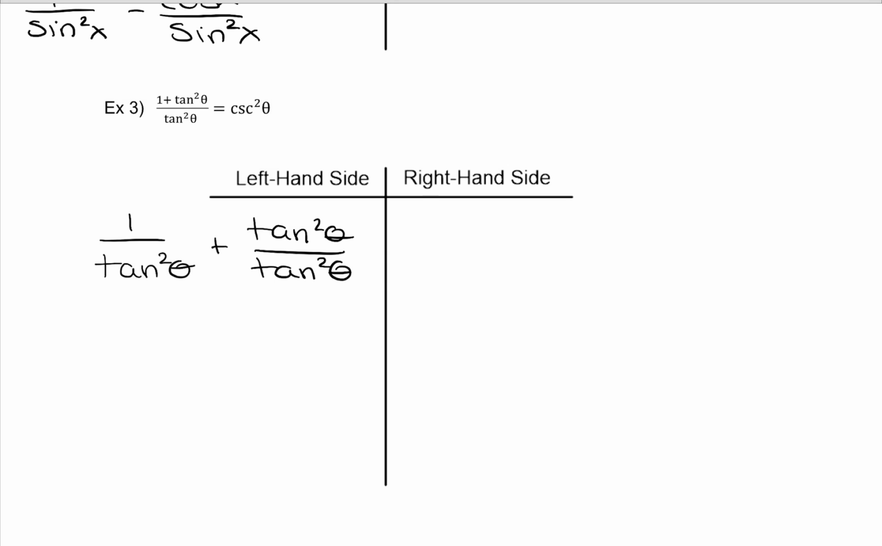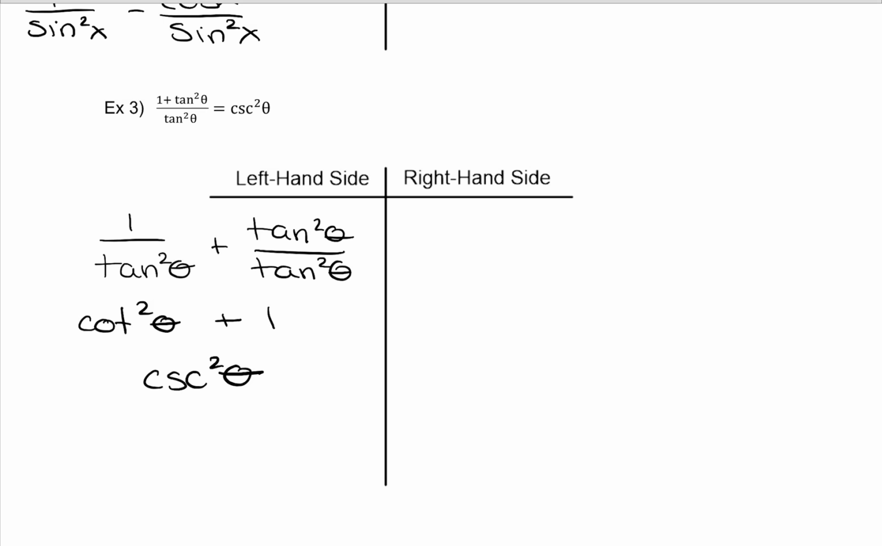Well, 1 over tan squared theta is just the same as cotangent squared theta plus tan squared divided by tan squared is 1. If you look on your identity sheet, you can see that we actually have an identity that says cotangent squared theta plus 1 is cosecant squared theta.